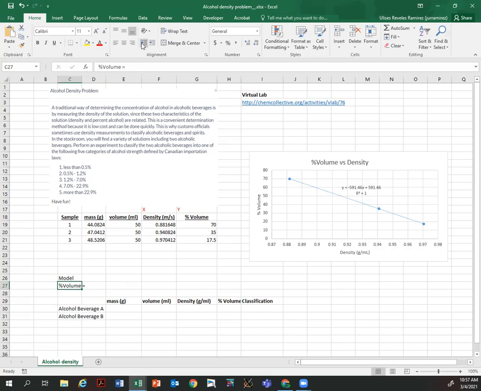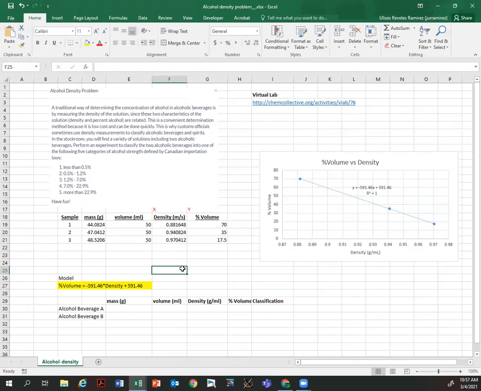My model is minus, copy the formula, 591.46 times the density plus the Y intercept, which gives you the concentration. This is the model that we're going to use to solve the problem. Now we have a very powerful model because we can find the density of the unknown substances, alcoholic beverages, and entering it into the model will provide the concentration, and then we can finalize the lab by classifying these solutions.